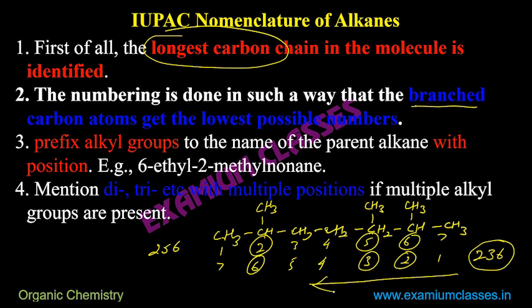The rule is very simple. It is not written there. You will form a number with the carbons having branches: 2, 5, 6 and 2, 3, 6. This is from left side, and this is from right side. The right side number is smaller. You will choose that path.